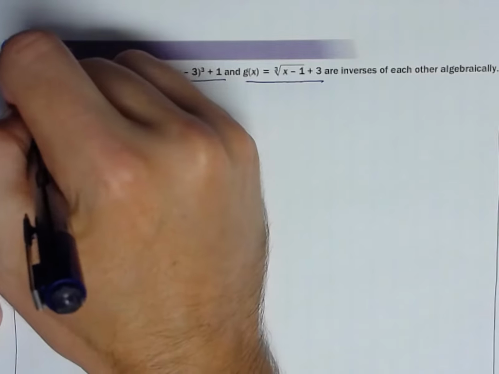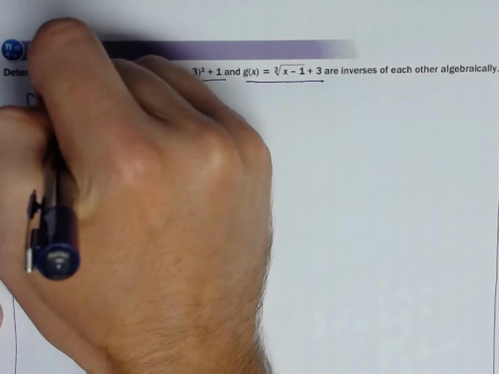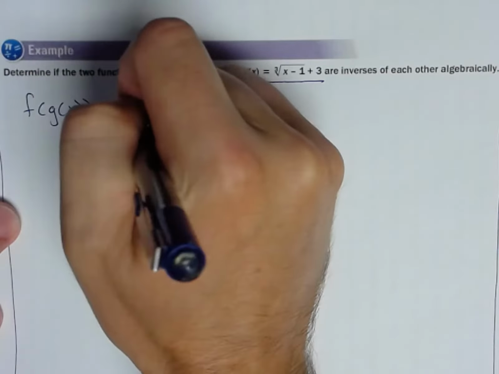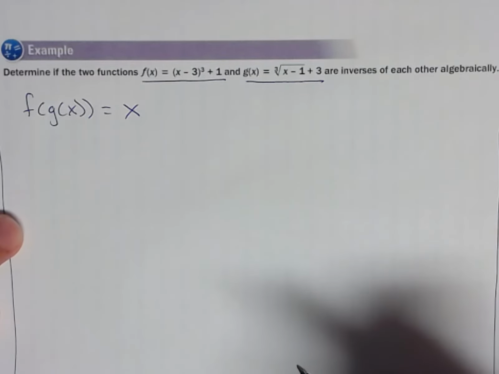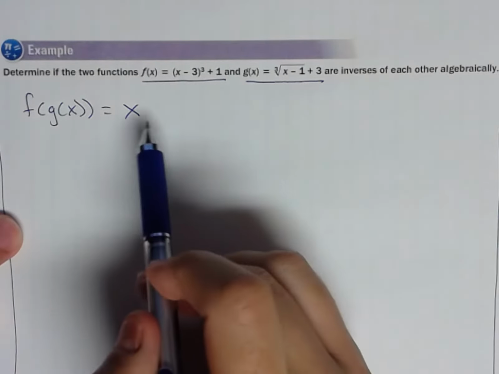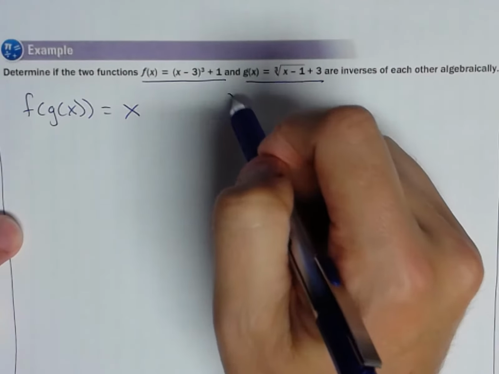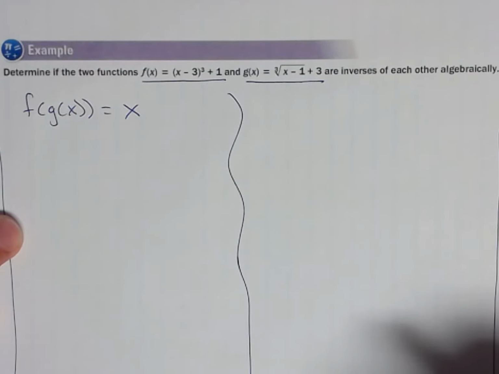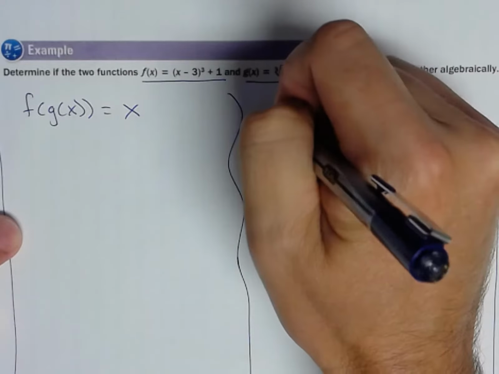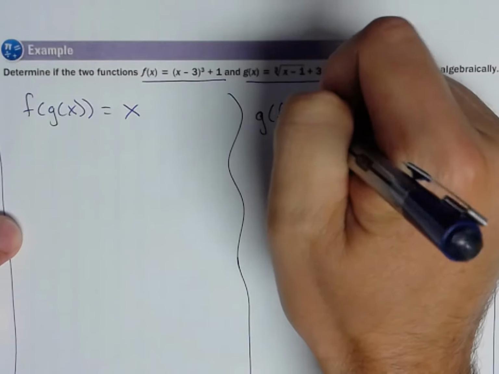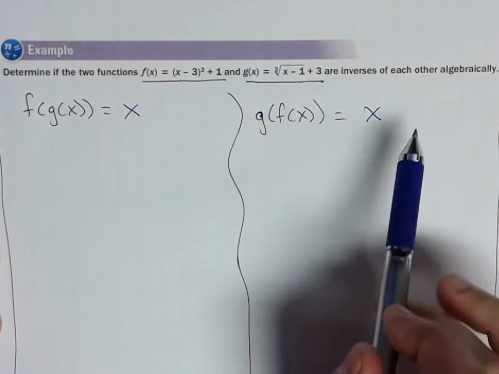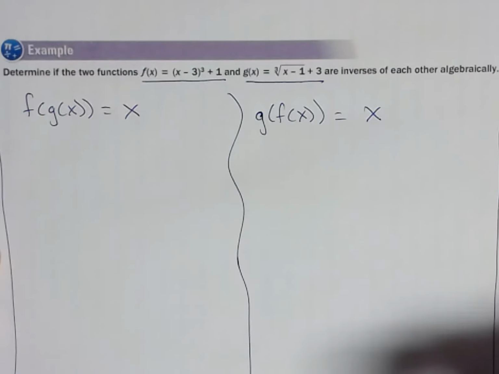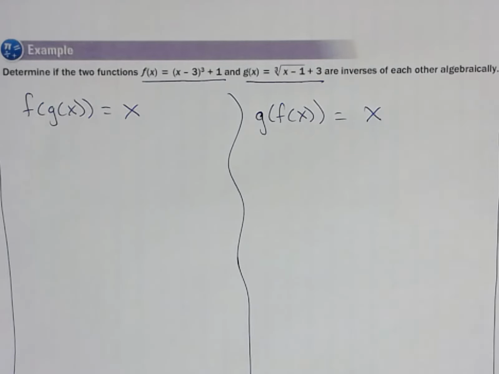They have this property. f of g of x would equal x. So when we compose those two functions, they undo each other, and you just get x. Also, let me just cut my page in half here. If we do it the other way, it has to work both ways. g of f of x also gives you x. So both have to be true. If that's the case, then these functions truly are inverses of one another. So let's go ahead and do that.